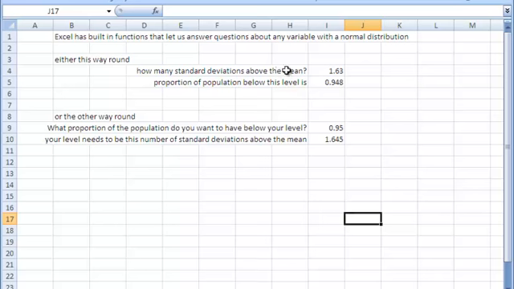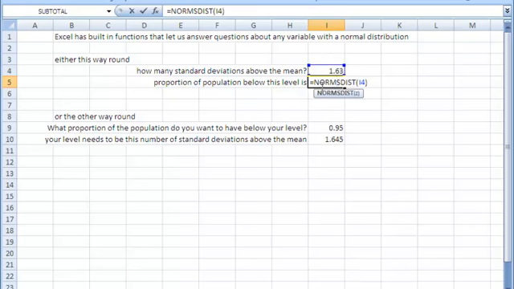If you know how many standard deviations above the mean you are, like we were at 1.63, you type that in by hand, 1.63, and this is the answer that will come out using a formula. Give it how many standard deviations above the mean, and it'll give you this. That's the formula you put in there, NORM.S.DIST. NORM.S.DIST takes the number of standard deviations and turns it into a proportion that's going to be below that level. And we saw that 1.63 is almost 95%.